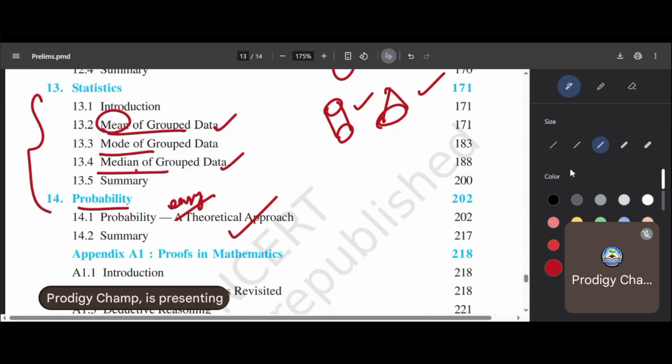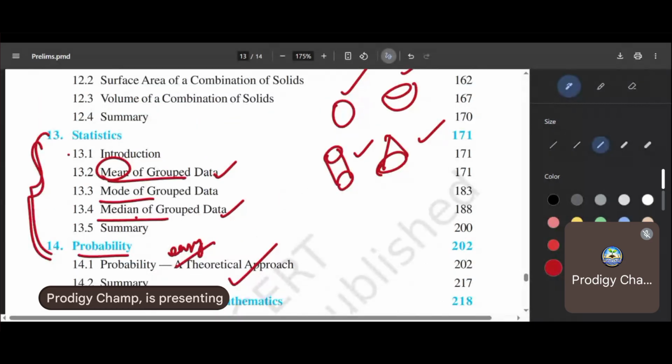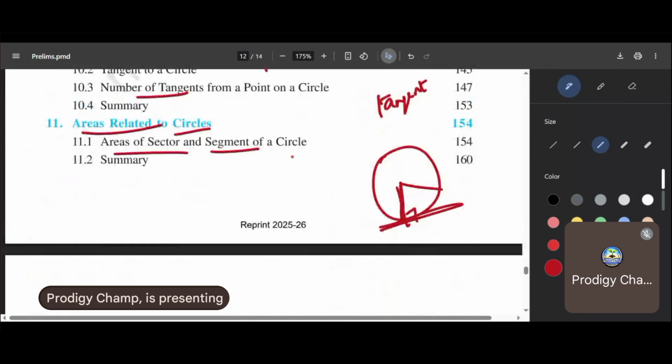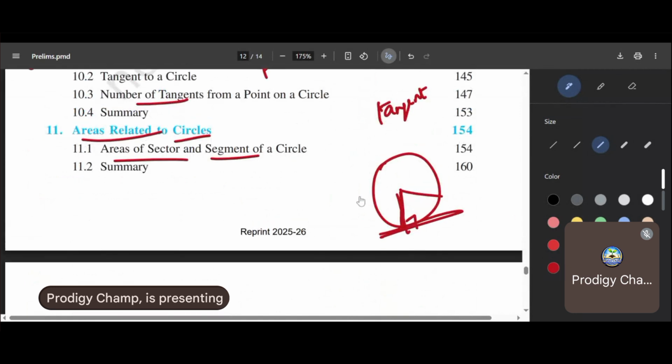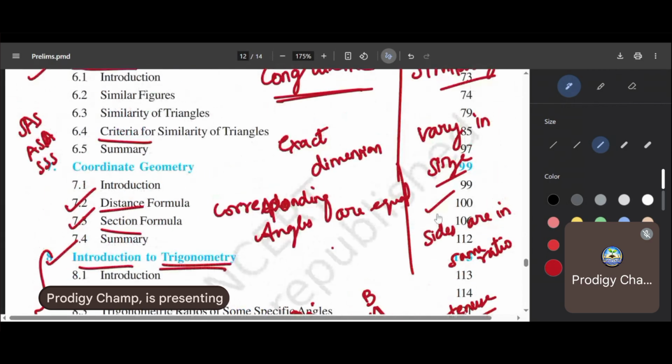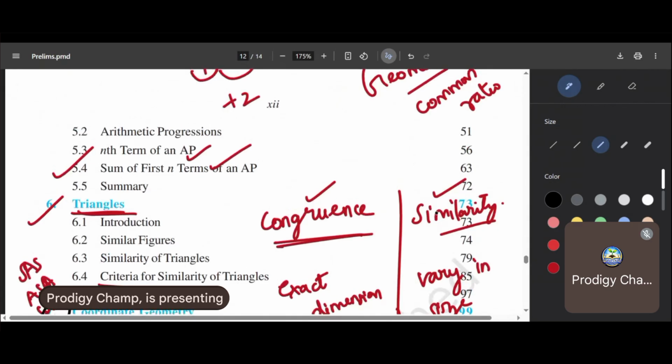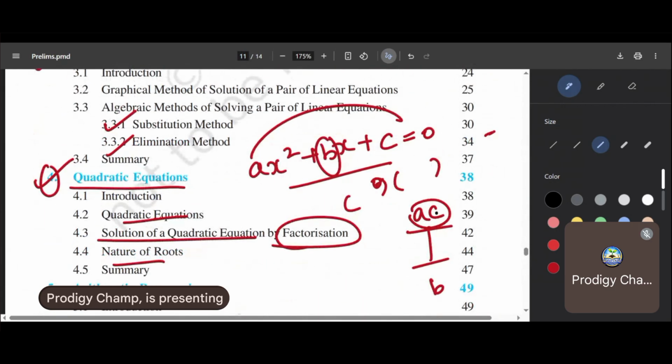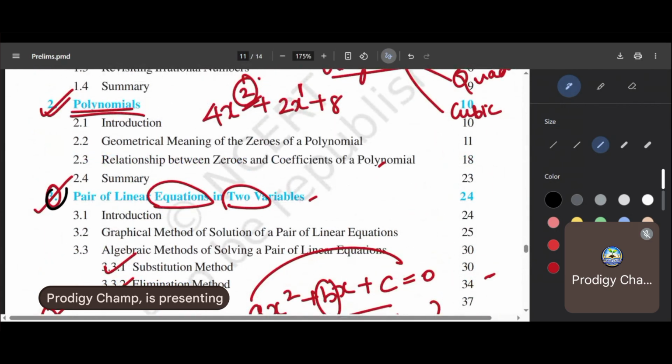If I need to conclude something about this whole tenth standard book, we can make these two chapters, statistics and probability, friends. Probability is a very easy chapter, and applications of trigonometry is a very easy chapter. Coordinate geometry also has only two formulas, so it is also an easy chapter. Polynomials is also a very simple, easy chapter. Polynomials and real numbers and all are very easy only.